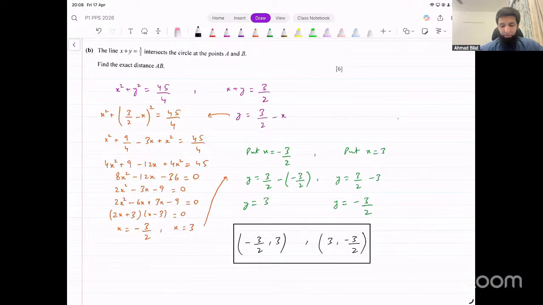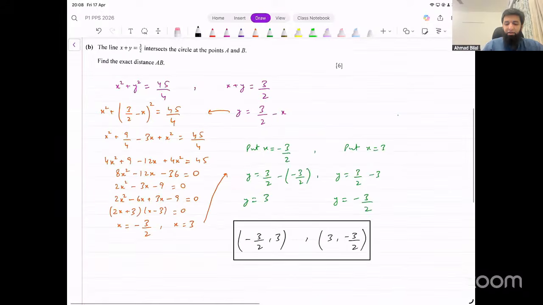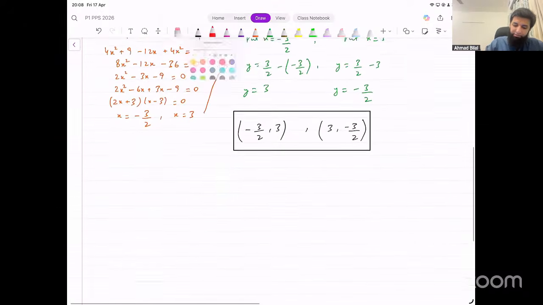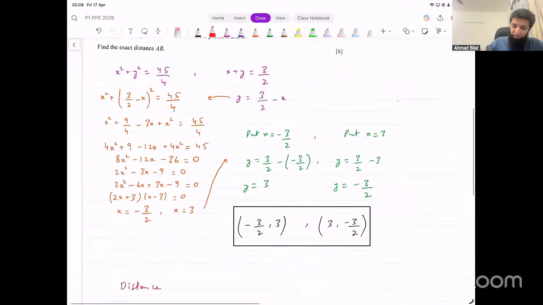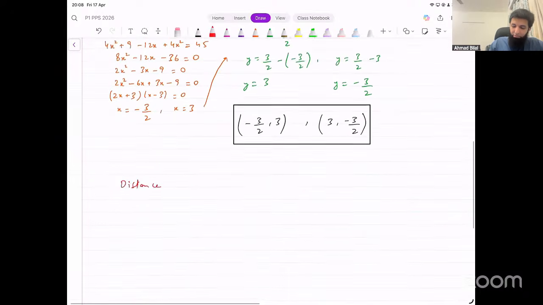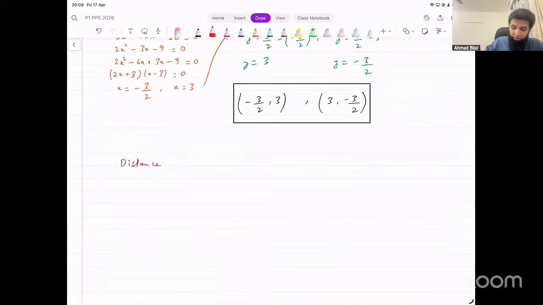Okay, we need to find the distance too. Let's find that. We've got the points. Now we need to find the distance. Distance AB. We can call any of those points A, the other B. We can find the distance.